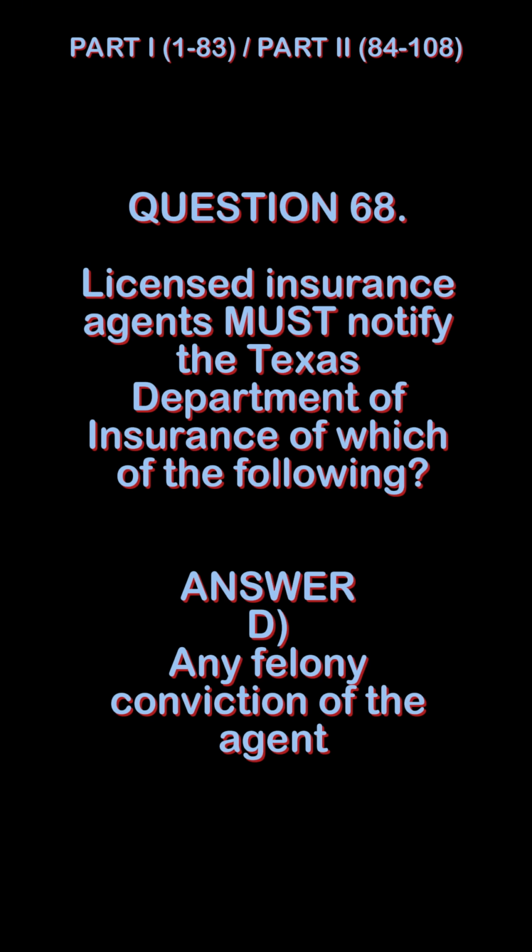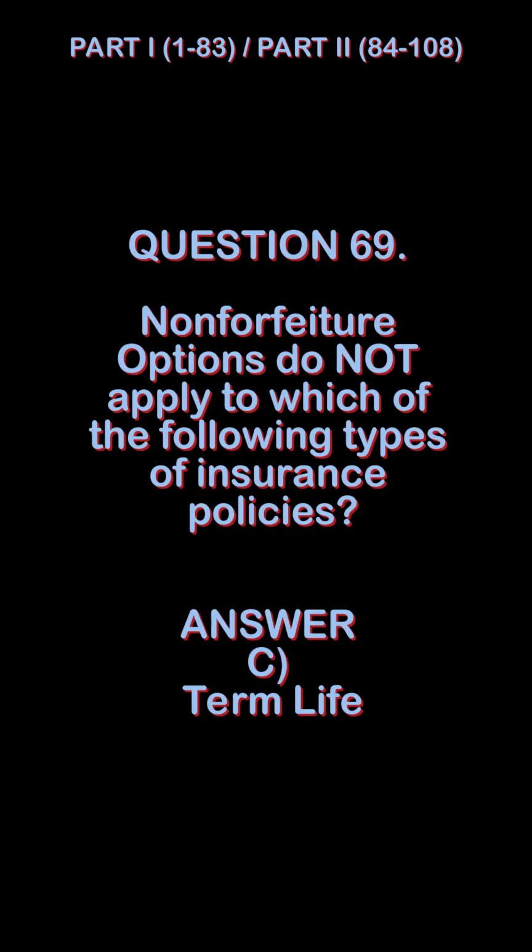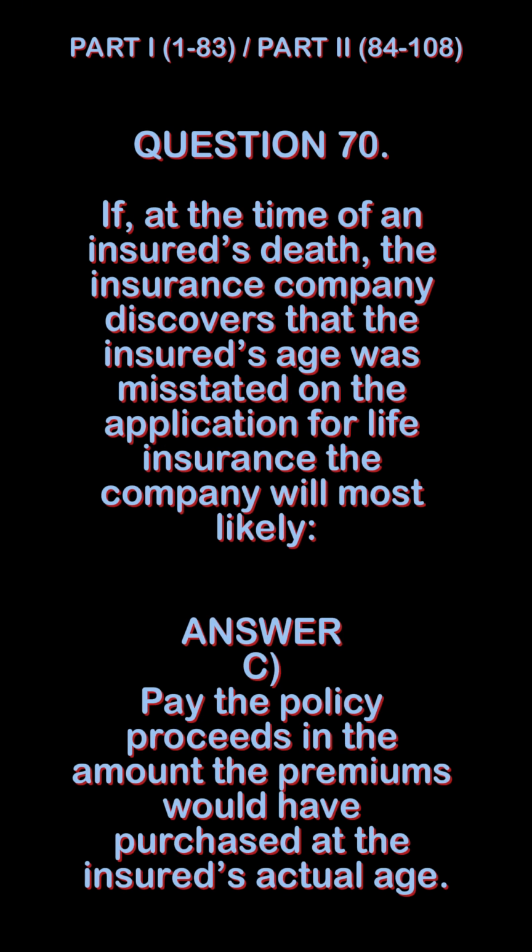Question 68. Licensed insurance agents must notify the Texas Department of Insurance of which of the following? Answer: D. Any felony conviction of the agent. Question 69. Nonforfeiture options do not apply to which of the following types of insurance policies? Answer: C. Term life. Question 70. If, at the time of an insured's death, the insurance company discovers that the insured's age was misstated on the application for life insurance, the company will most likely. Answer: C. Pay the policy proceeds in the amount the premiums would have purchased at the insured's actual age.